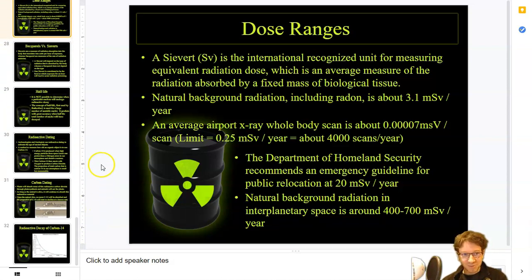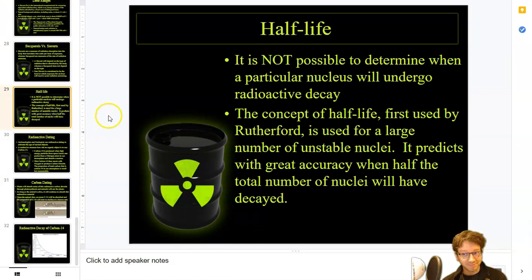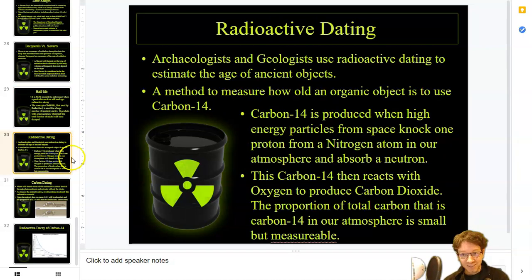So last thing I'm going to talk about then is half-life. So if you have a particle that's going to radioactively decay, it is not possible to determine when it will radioactively decay. Can't do it. However, if you have 100 particles that will radioactively decay, we can determine when half of them will decay. So this is called half-life. And we can use half-life to actually date objects. Right? Archaeologists, geologists will use radioactive dating for different radioactive elements to date objects.